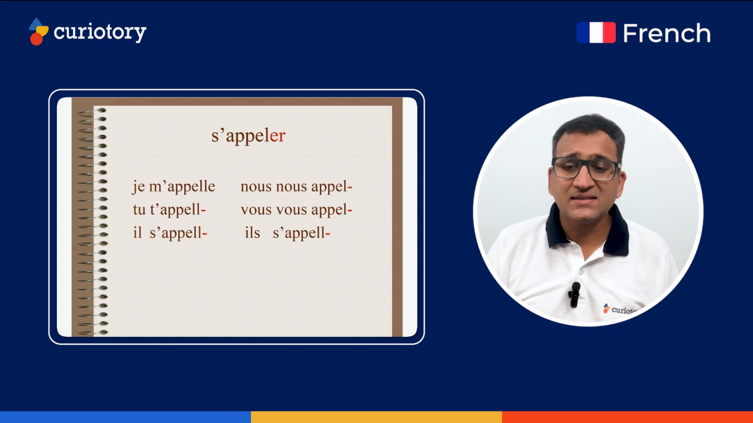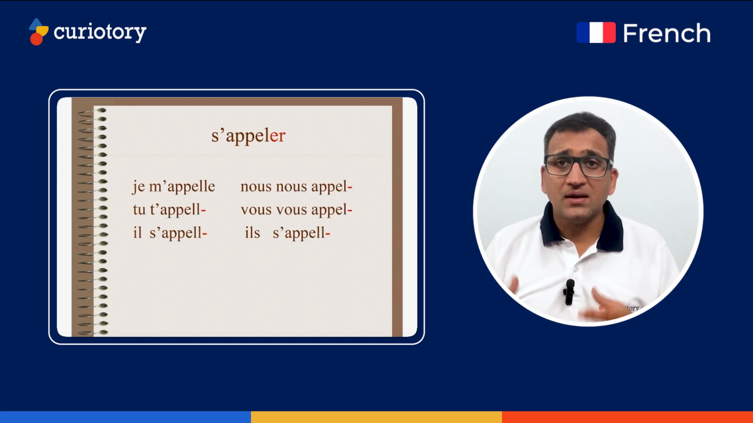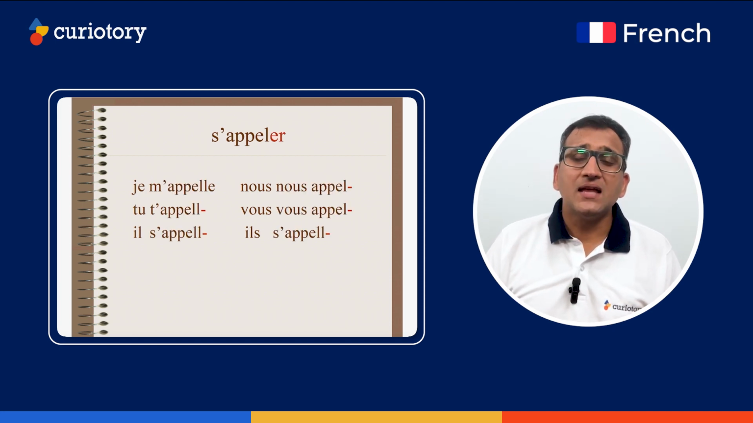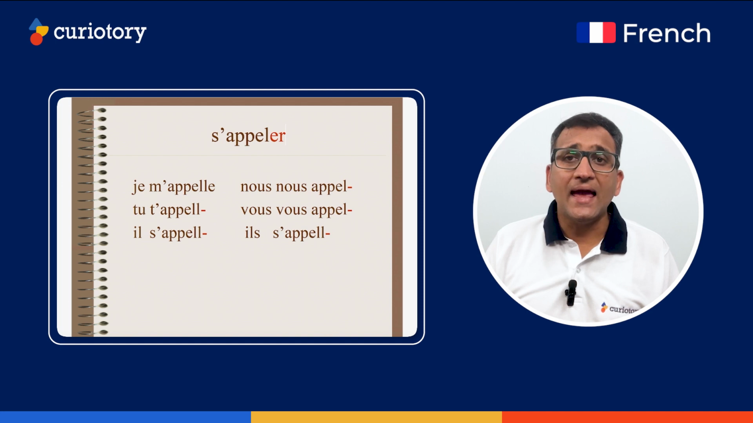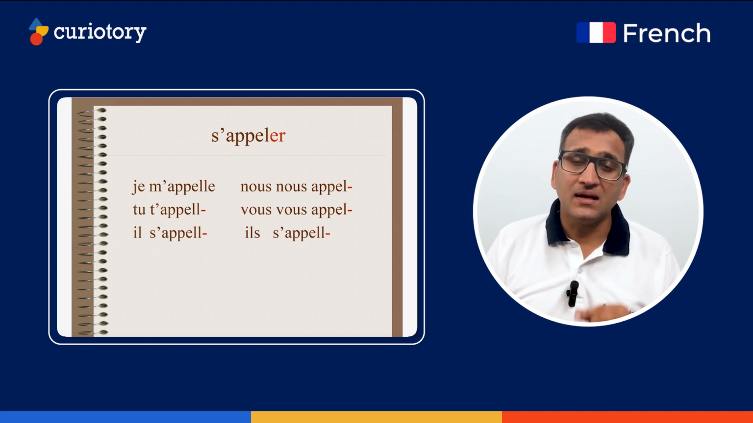Let's look at this screen. S'appeler is to call oneself. What happens is the ending. If you look at the ending, these are er verbs. You remove the er, and add an extra l, except with nous and vous. Just check. Except with nous and vous, there is only a single l. But if you check the others, there is a double l. The main verb has a single l.